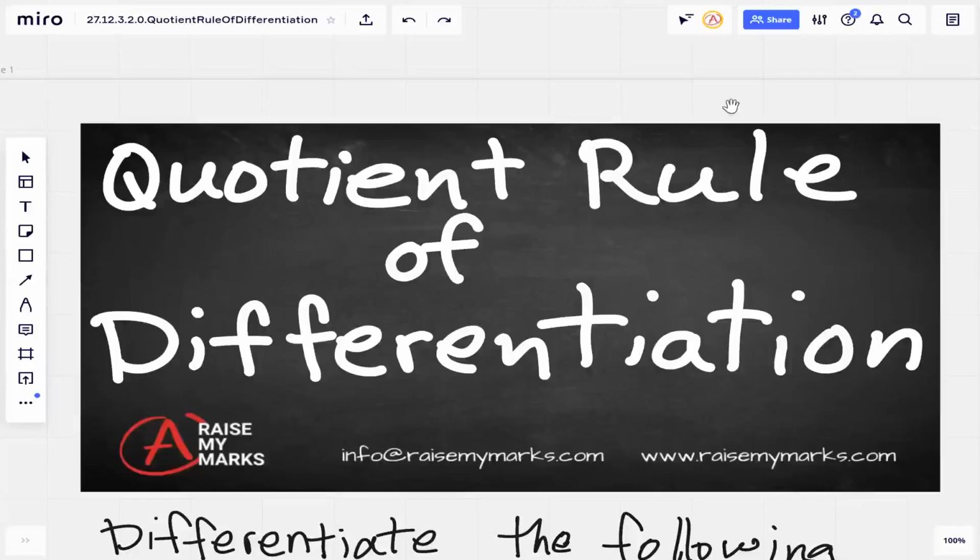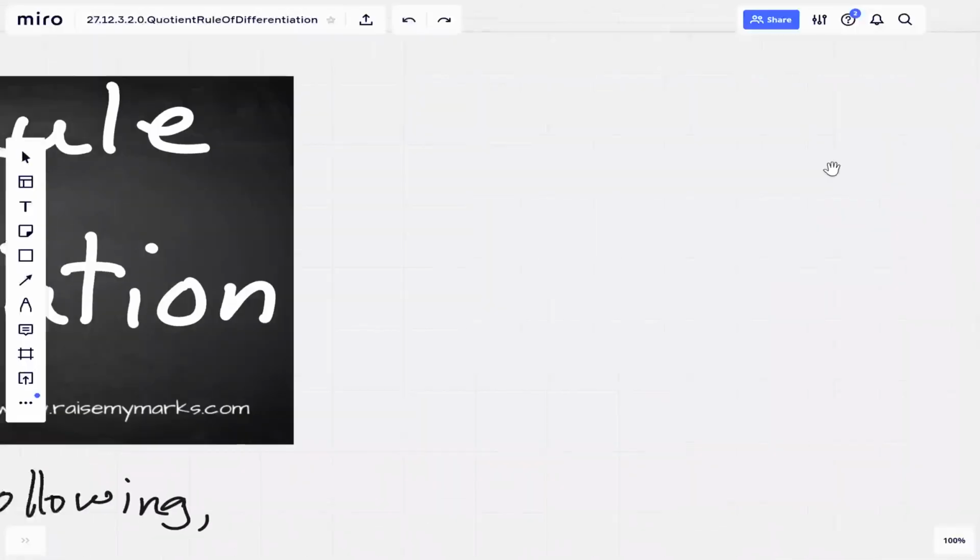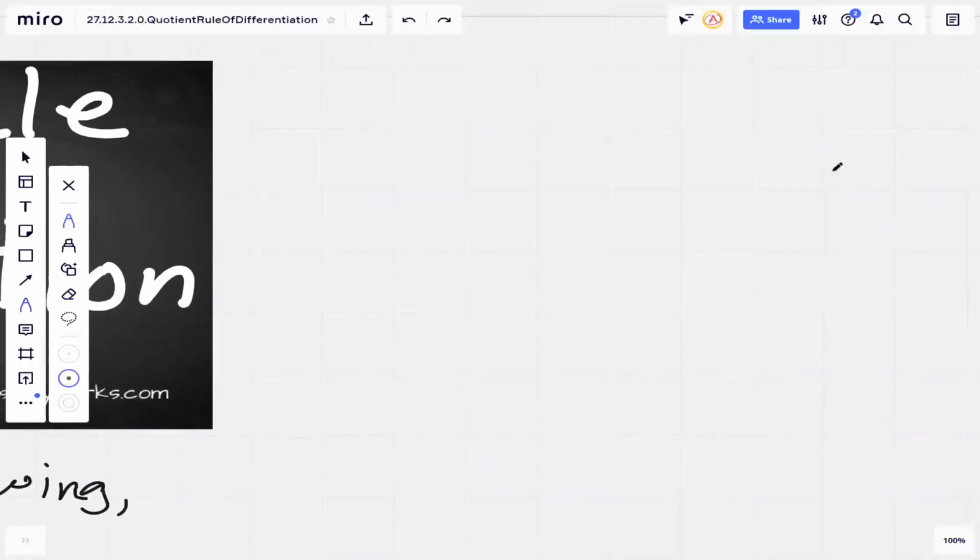Hello, today we're looking at the quotient rule of differentiation. So let's start by writing out the quotient rule. Let's scroll over to the right and write out the quotient rule.